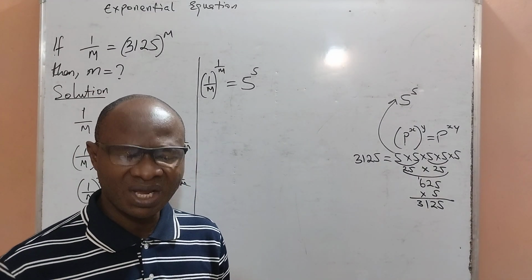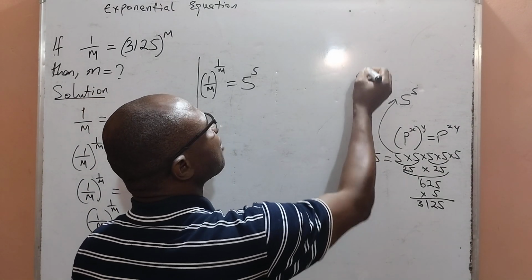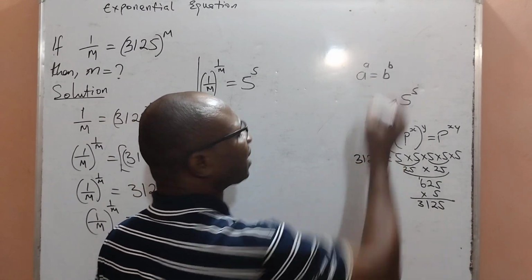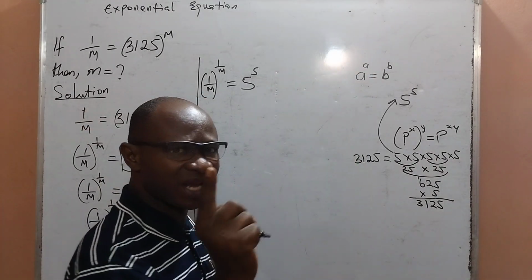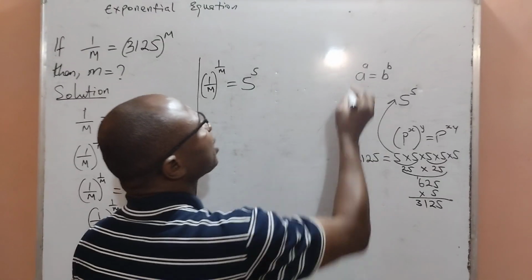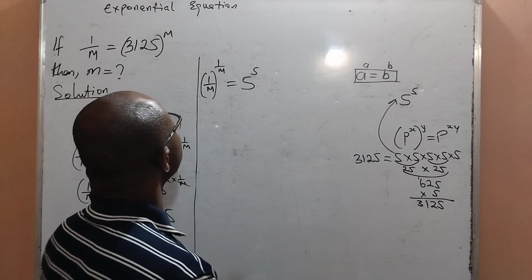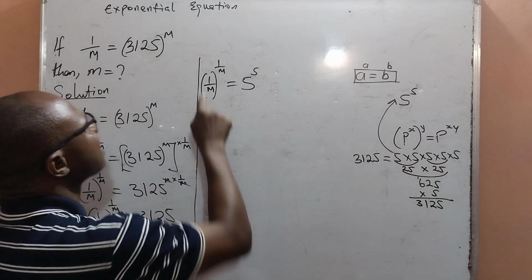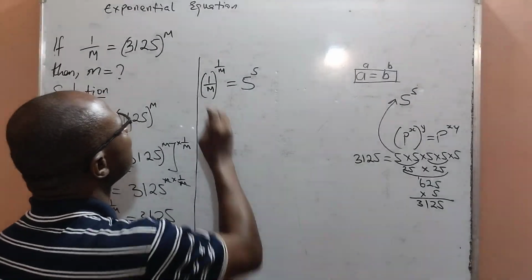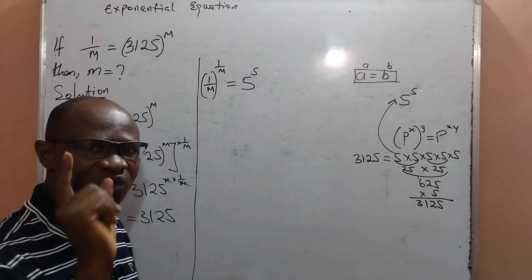What I have just done is to have the equation resolved in such a way that I can apply the law of indices. That law says that if I have a number raised to power the same number equal to another number raised to power the same number, then we conclude that the bases are equal and also the powers are equal. I have the base on the left hand side as 1 all over n, raised to power also 1 all over n. So the base and the power on the left hand side are the same. And on the right hand side, the base is 5 and the power is also 5.